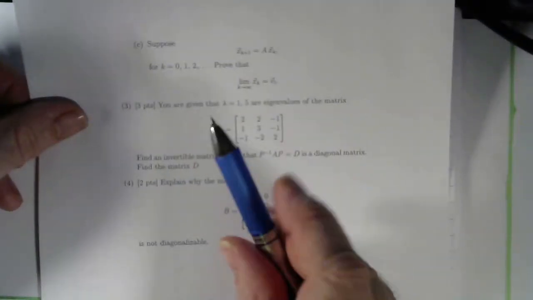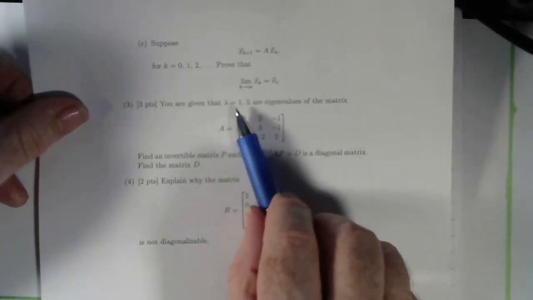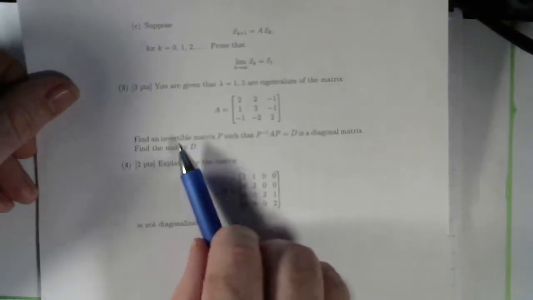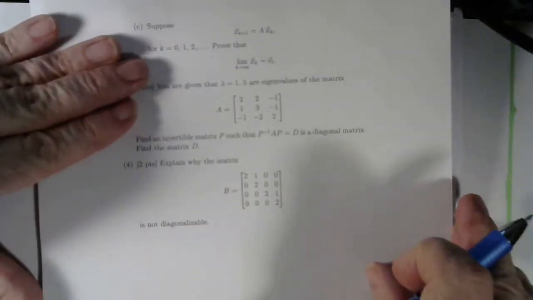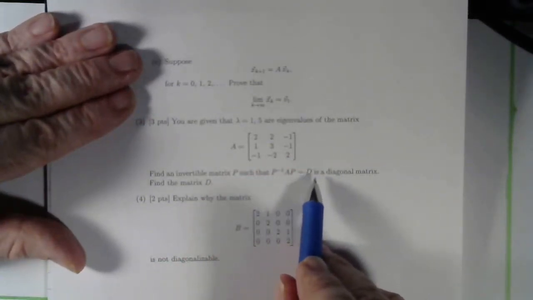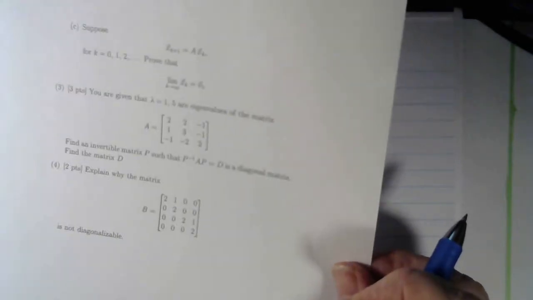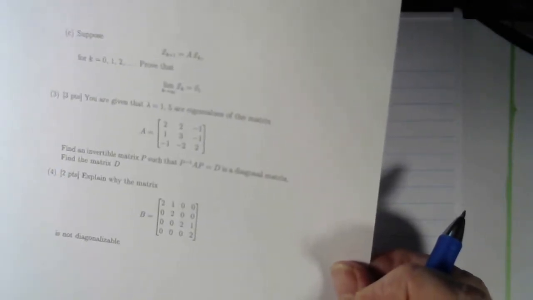Okay, so now we need to find the next problem. All right. So in problem number 3, we're given that this matrix has eigenvalues 1 and 5, and we're asked to find an invertible matrix P such that P inverse AP is equal to D, a diagonal matrix, and we're asked to find the matrix D.